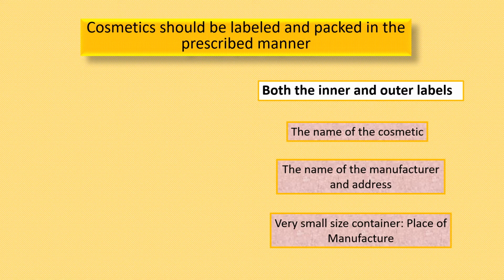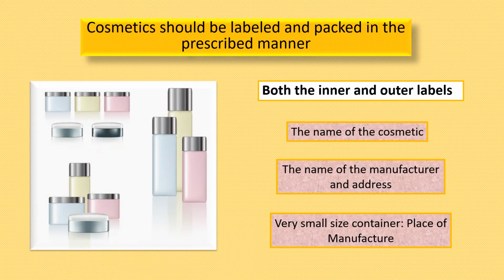Here we can see the representation of the different containers of cosmetics generally used by manufacturers. This is for your understanding. You can see from the small container up to the cylindrical container and large container, and you can see the difference between the inner and outer container also through this image.